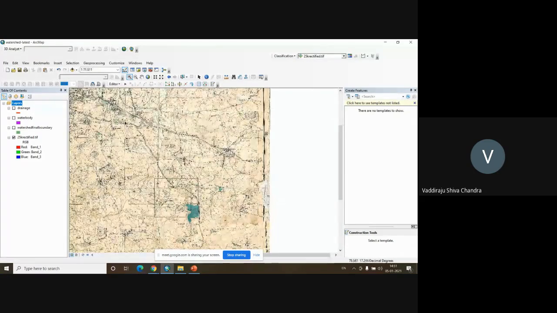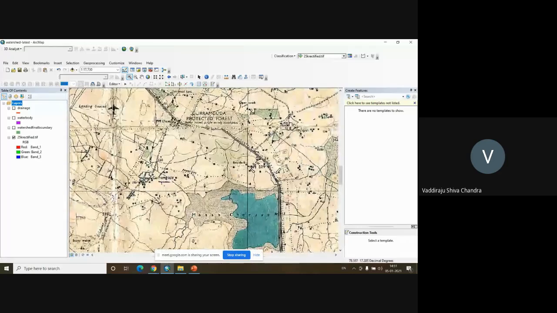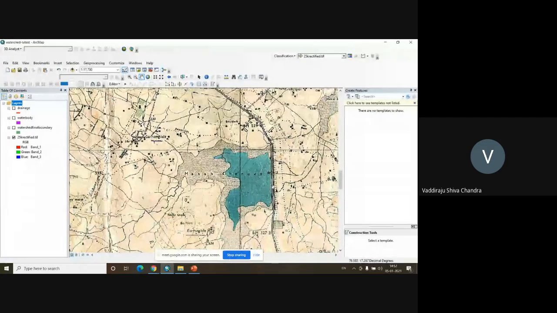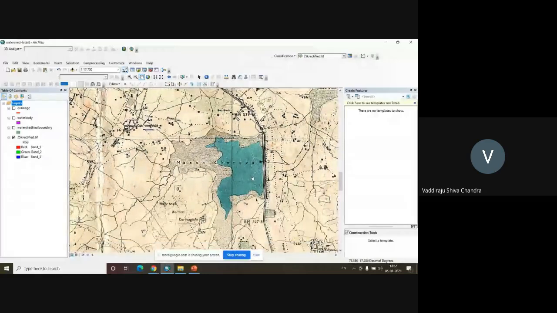Okay. From this contour map, you can see why all the water is coming and falling into this lake. There is a Masab Cheru while we are going towards Ibrahimpatnam. Why is all the water coming from Guramguda and draining into this tank? Because it is at a lower elevation.